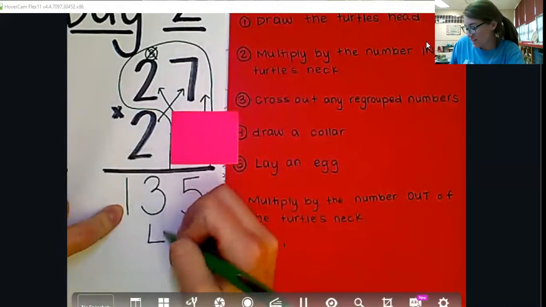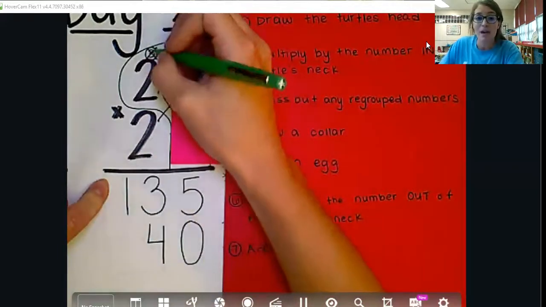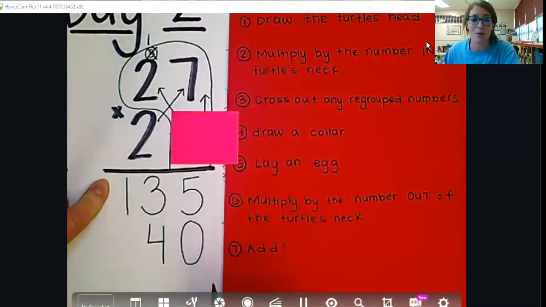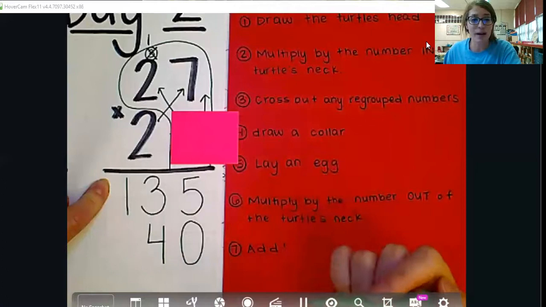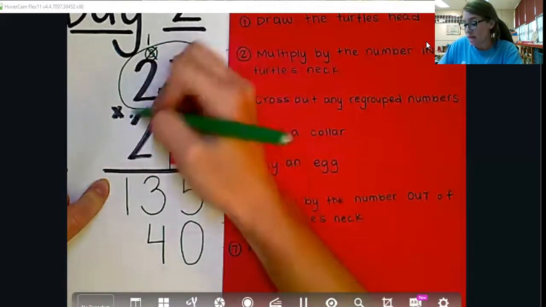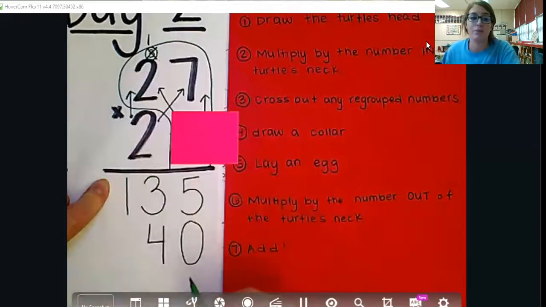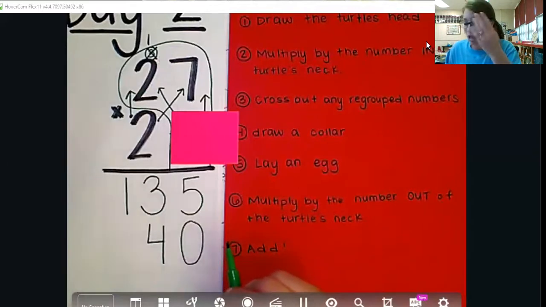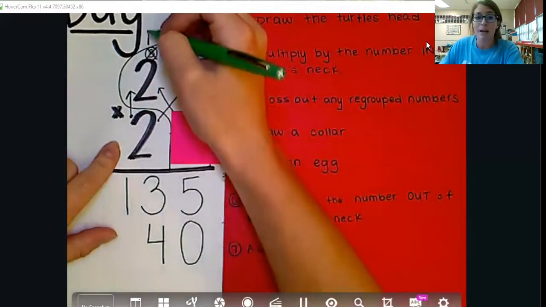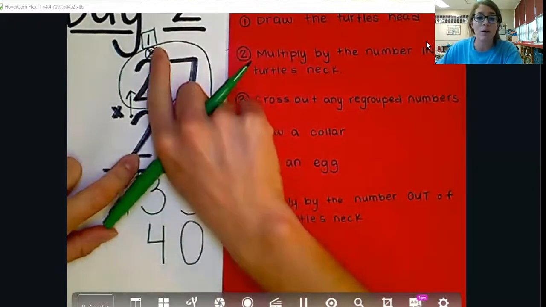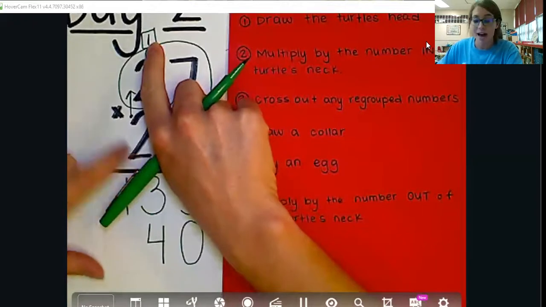The 4 will go down and the 1 will come up. And I'm going to bring that 1 up outside of that turtle's head. Okay? Then what do I multiply? Yes. Lastly, I'm going to multiply this tens place times this tens place. So 2 times 2, which is 4. Good job. 4, oh, but I can't forget to add this regrouped number right here. So 4 plus 1 is 5.